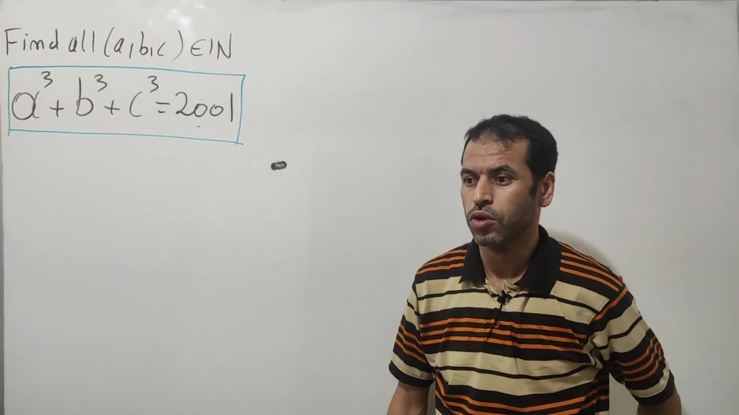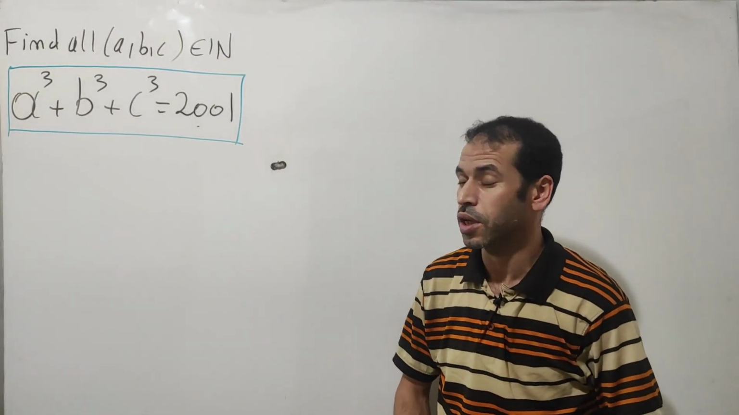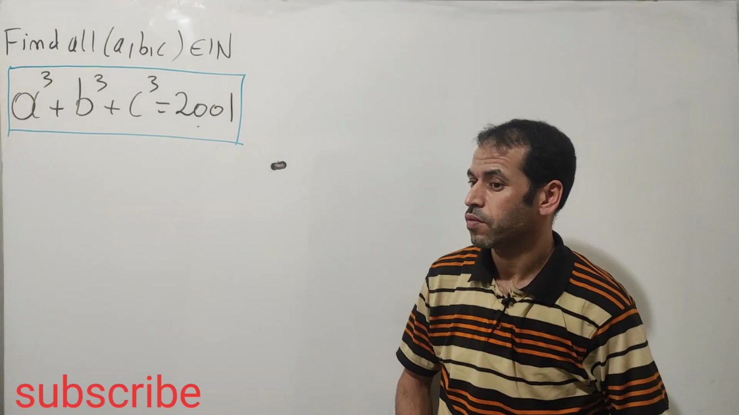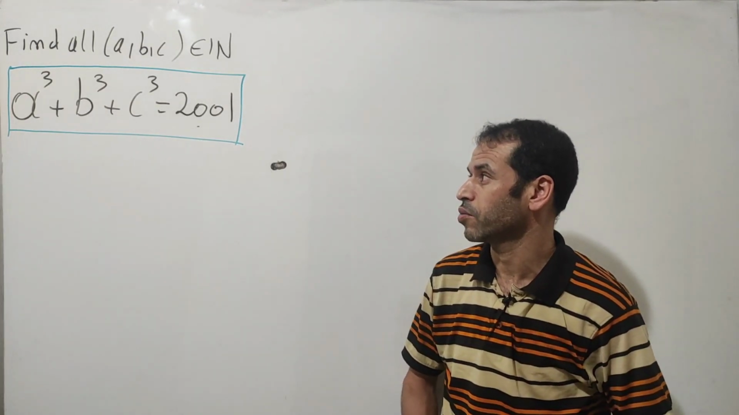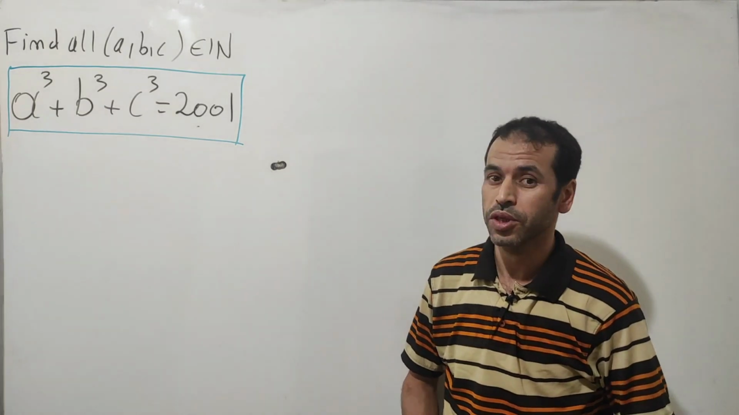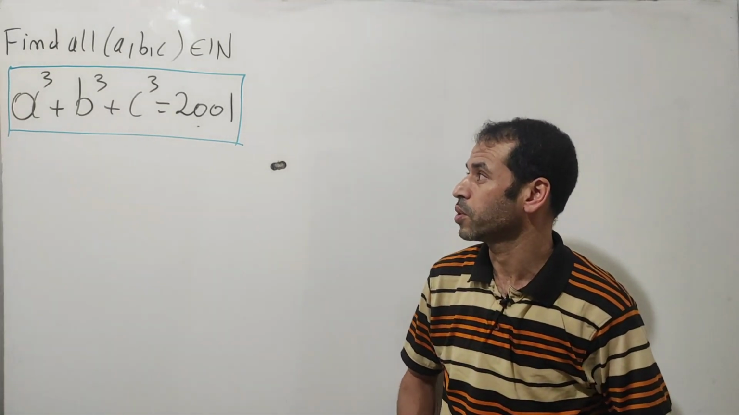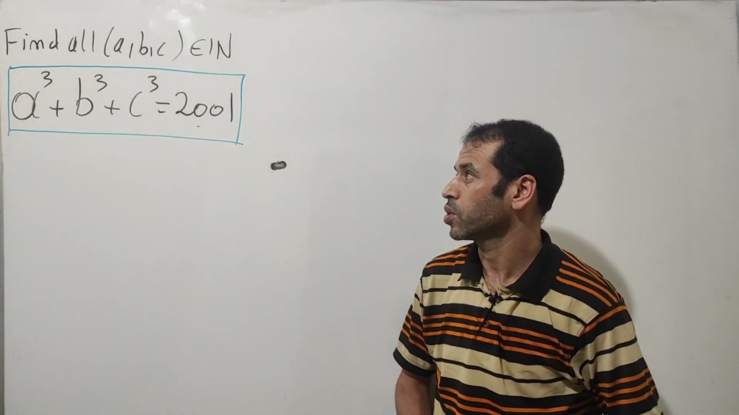In today's video, I would like to introduce a very nice problem regarding arithmetical number theory. Here is the following setup. Find this triplet a, b, c as natural numbers that satisfy the following equation. So we get a nice symmetry here. We get a cubed plus b cubed plus c cubed equals 2001.